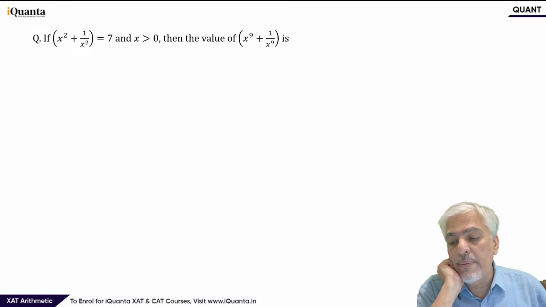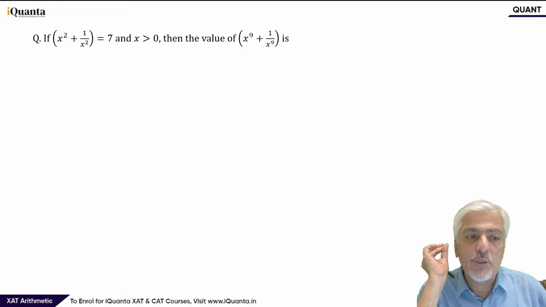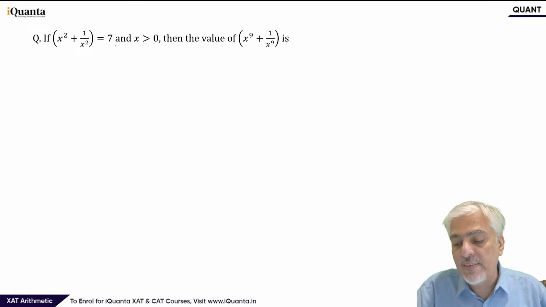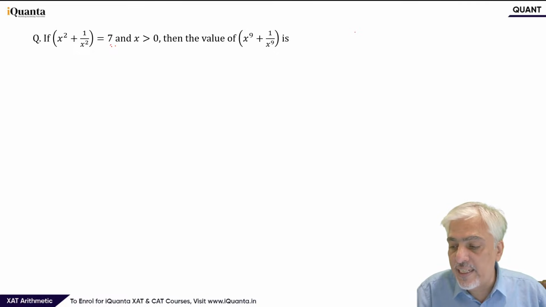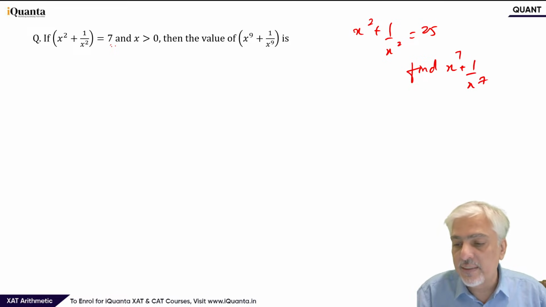In slot 3, it asked for x raised to 7 plus 1 upon x raised to 7, and here, instead of 7, it was 25. So the slot 3 question was: x square plus 1 upon x square is 25. Find x raised to 7 plus 1 upon x raised to 7. This was slot 3.